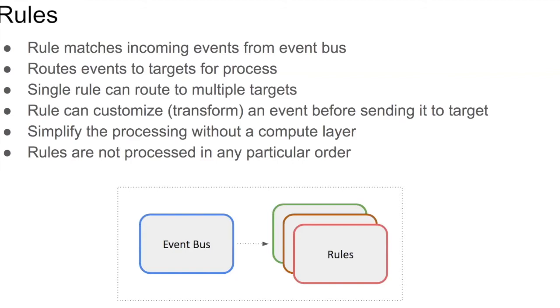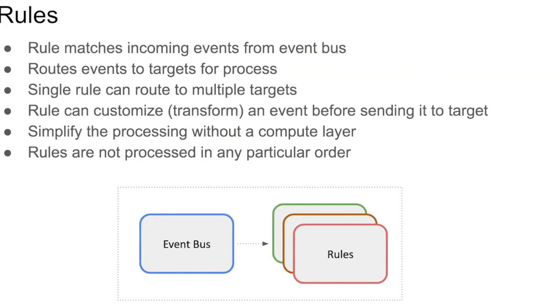SNS also has message filtering, but it only applies to certain attributes, not the full body. EventBridge rules can apply to the full body. You can also filter on the high-level fields, not just the body part. That's why it's very powerful and very flexible.